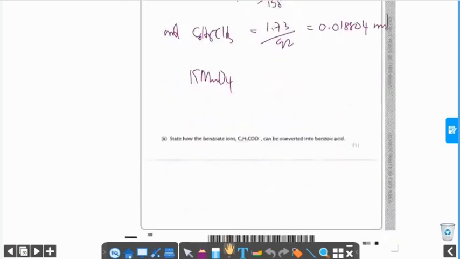State how benzoate ion can be converted into benzoic acid. You can add any acid because sodium benzoate is a salt of a weak acid, and a salt of a weak acid is alkali. So you can add any acid, right? Any acid: HCl, nitric. Any strong acid can be added for this.